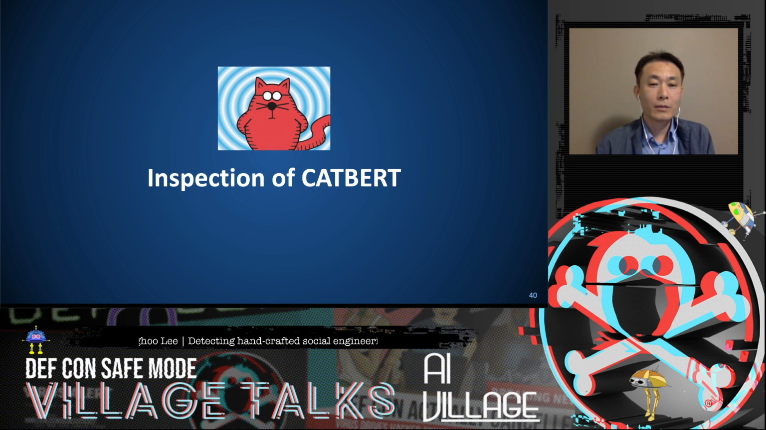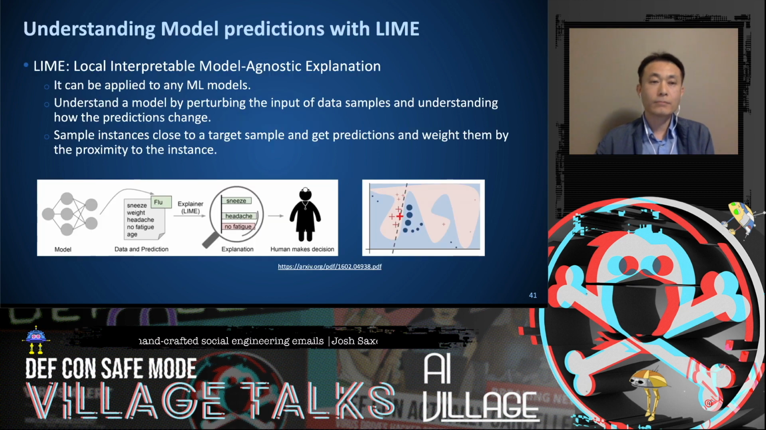Next, we will inspect how chatbot generates outputs. We use a LIME method to interpret our predictions. LIME is a local interpretable model agnostic explanation method, which can be applied to any black box models. We can understand a model by perturbing the input and understanding how the predictions change.